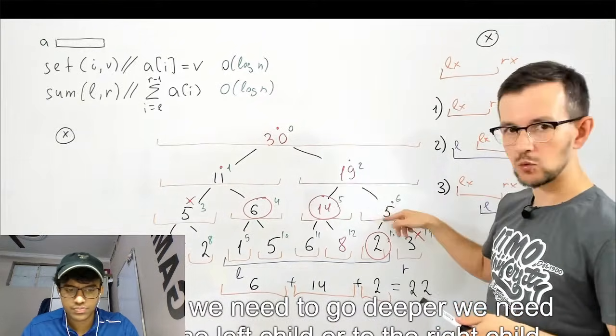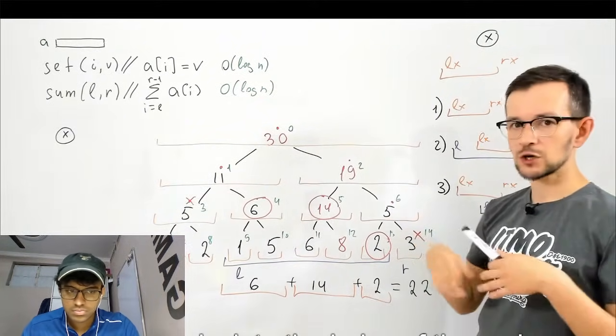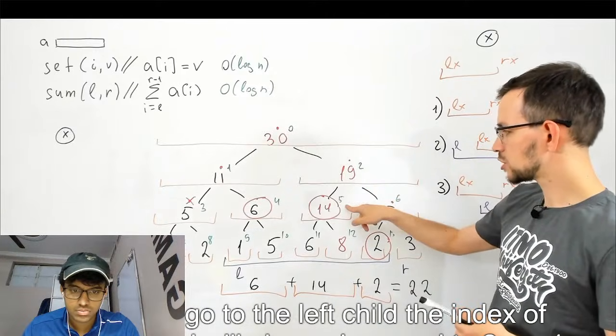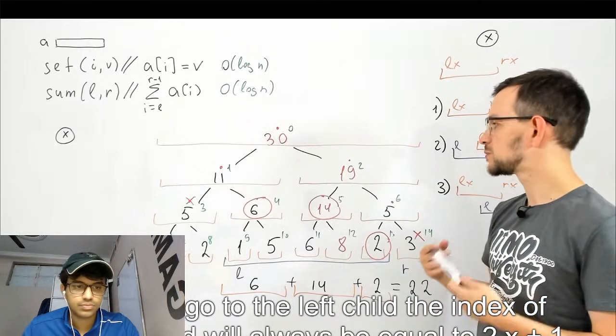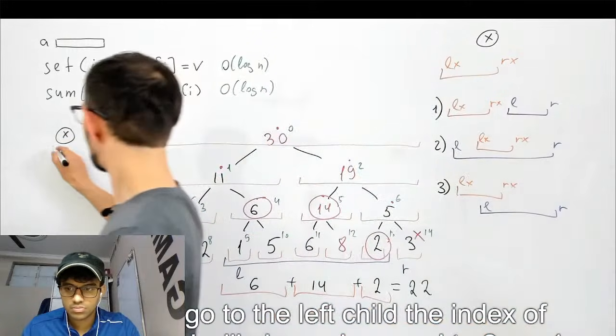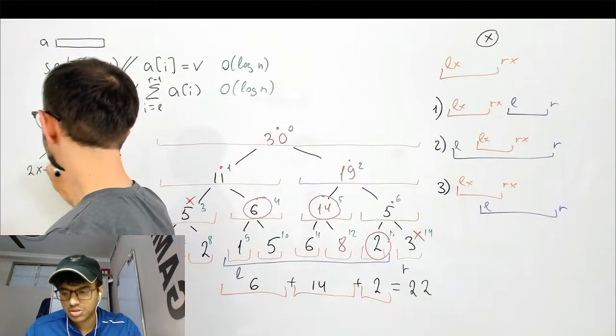Now, when we need to go deeper, we need to go to the left child or to the right child. We just calculate the index of the node. When we go to the left child, the index of the node is 2x plus 1. Left child will always be equal to 2x plus 1.